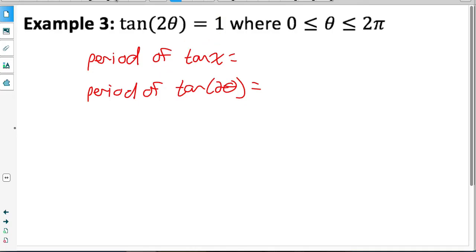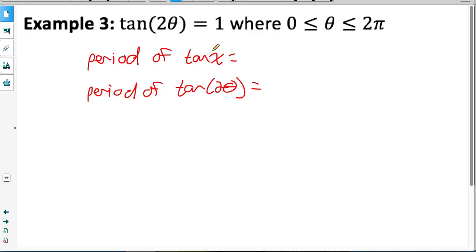Example 3, tan of 2 theta equals 1. So this is the first tan double angle equation we have, and we only want the answers for theta between 0 and 2 pi. This equation is going to be slightly different than examples 1 and 2 because the period of tan x is different than the period of a sine x and cos x function, right? A normal sine x or cos x function has a period of 2 pi, which means the period of sine of 2x and cos of 2x is pi. But this is a tan double angle function. So the period of a tan function is not 2 pi.